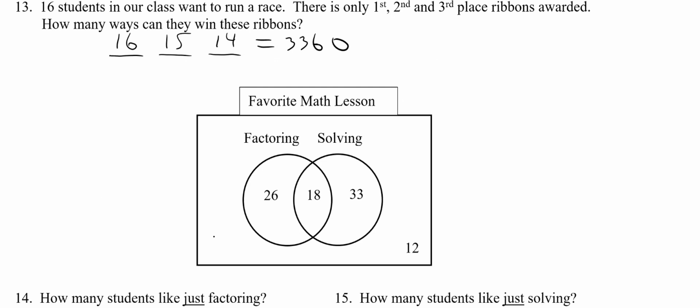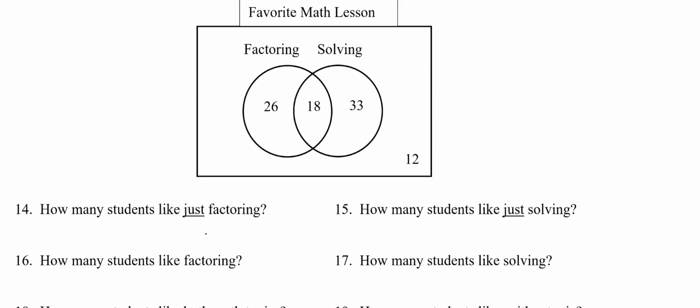Moving on. Okay, you guys remember the Venn diagrams? So just again, to kind of review, the 26 means, this is a favorite math lesson. I'm not sure if factoring is really your favorite. Maybe. Okay, so favorite math lesson, factoring, 26 kids only like factoring. That's important. They just like factoring. 33 just like solving. 18 like both. And 12 like neither.